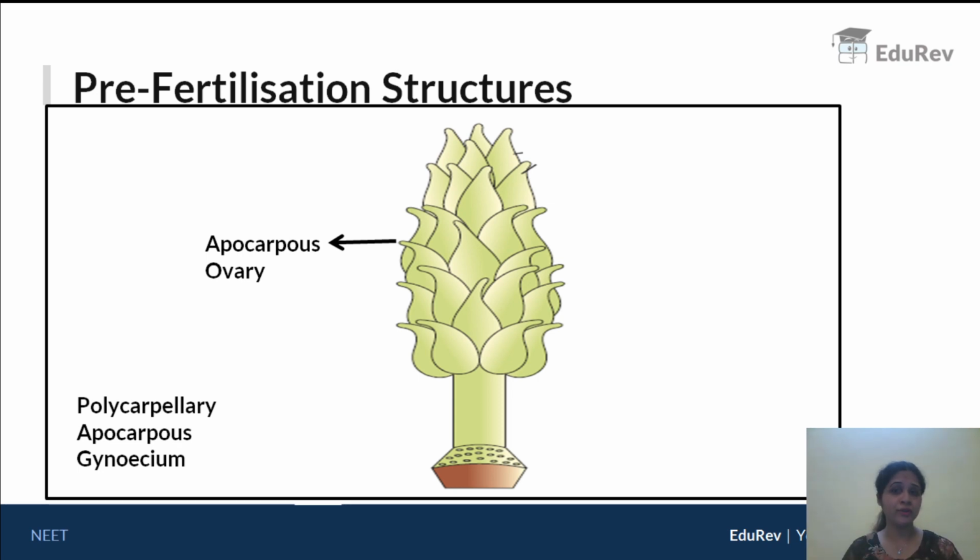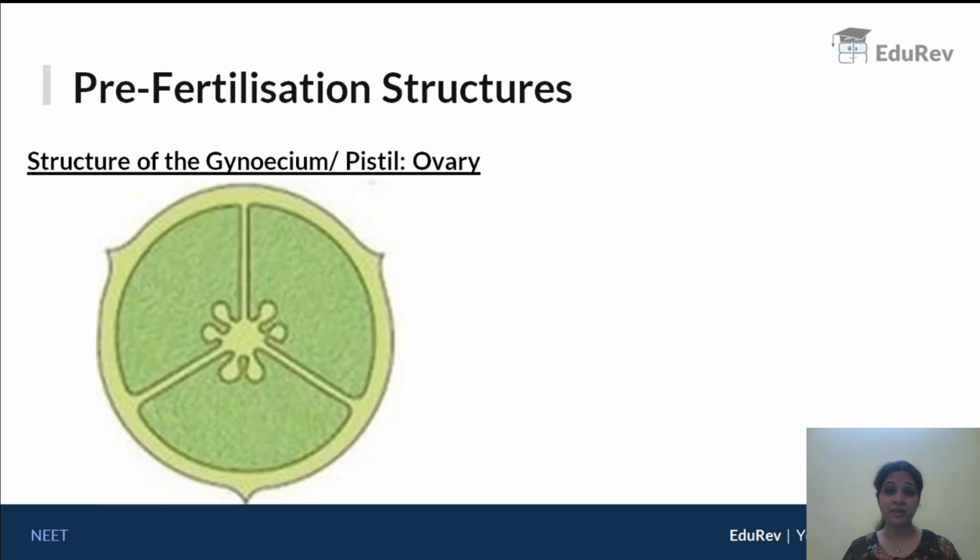We need to know the difference between the different types of gynoeciums based on the number of carpels or the number of pistils. Now if you take a cross section of an ovary, this is technically what you would see. Depending upon the species, you will have different types of cross sections, different structures, different placentations. If you remember your 11th standard syllabus, you have studied about placentation. But here you have a very typical ovary.